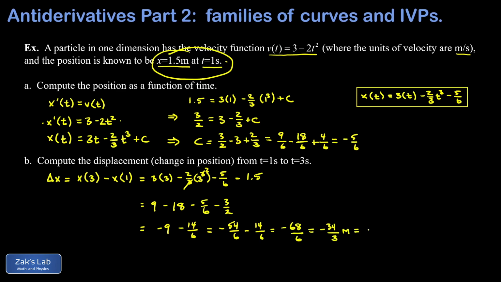Now in a calculus class, you're probably going to leave your answer that way. In a physics class, you're going to round it off to a few decimals, and that rounds to about negative 11.3 meters. And we're done.